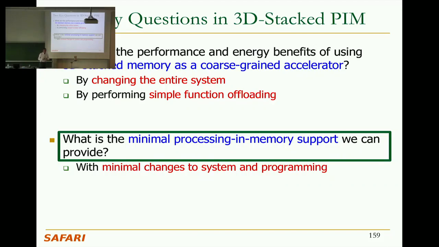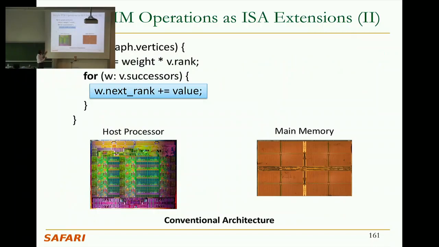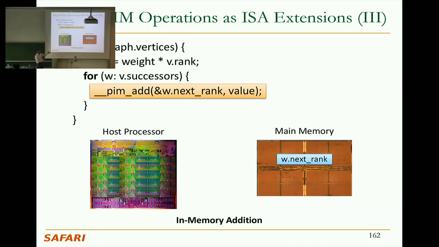You add instructions. Let me give you an example, actually, very quickly. I'll skip this one. But for example, this one is adding something to a memory location. You need to bring a cache block, and you need to write back the cache block. You need to move 128 bytes to execute this. If you actually change that to a PIM add instruction, that the system can execute either here or here. That's the instruction that we add, for example.